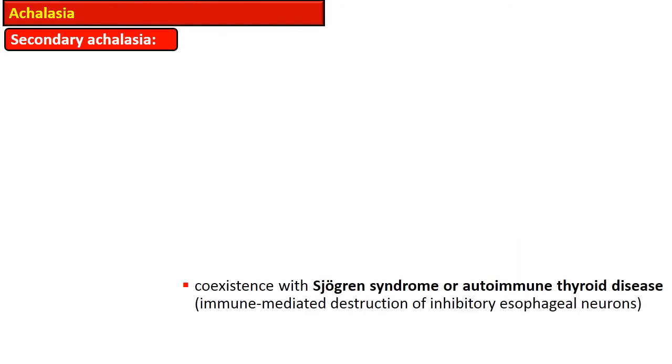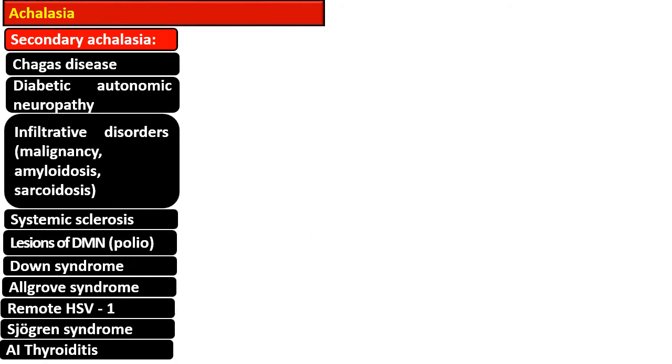It is also coexistent with Sjogren syndrome or autoimmune or Hashimoto thyroiditis, and it is considered that it is due to destruction of the inhibitory esophageal neurons by immune mediated mechanisms.